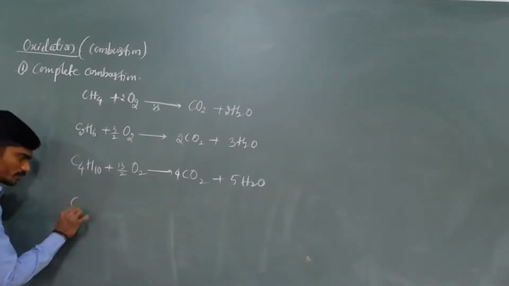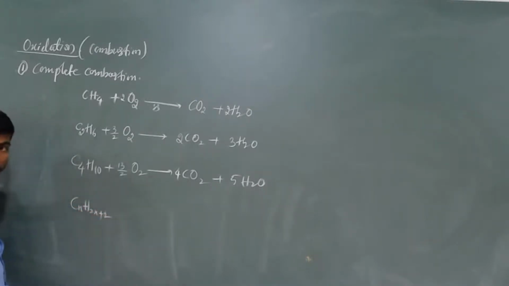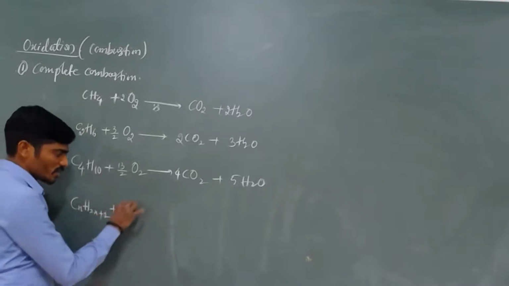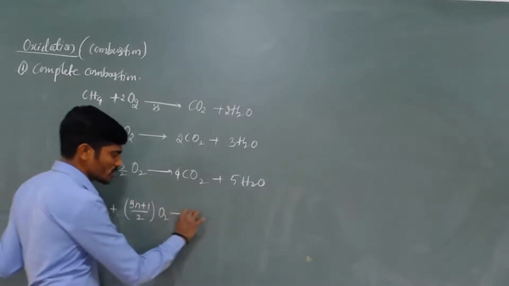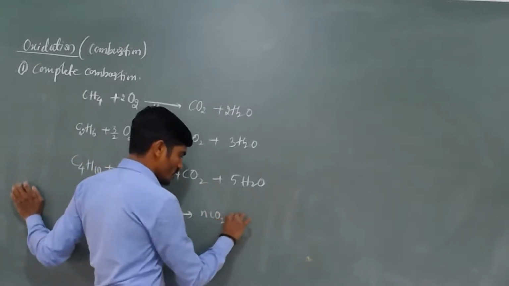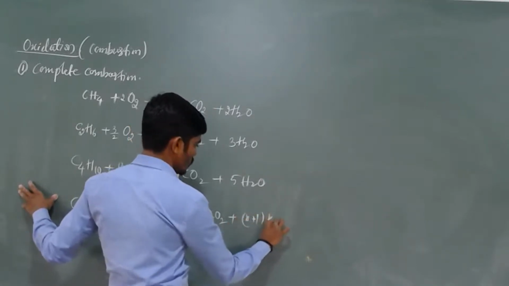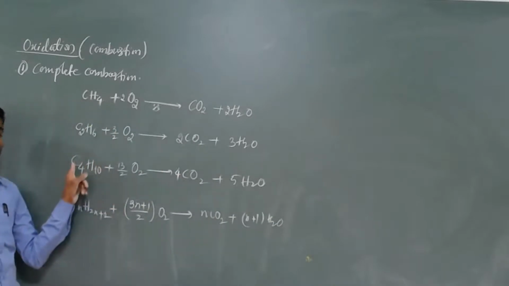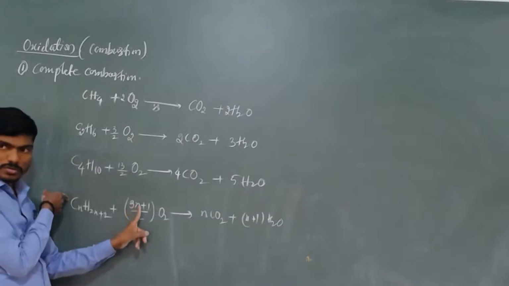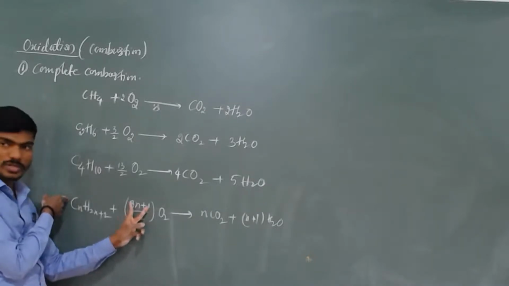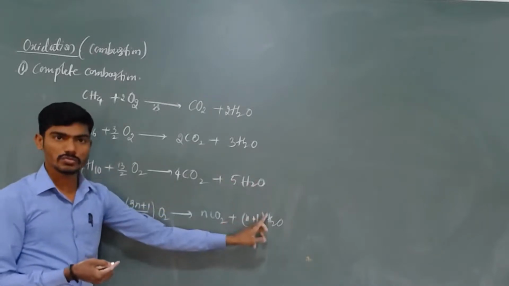So in general, an alkane CnH2n+2 undergoing combustion gives (3n+1)/2 moles of oxygen, producing n carbon dioxide plus (n+1) water molecules. Let's check with butane, n is equal to 4. 3 times 4 plus 1 is 13, so 13 by 2. With n equal to 4, we get 5 waters.